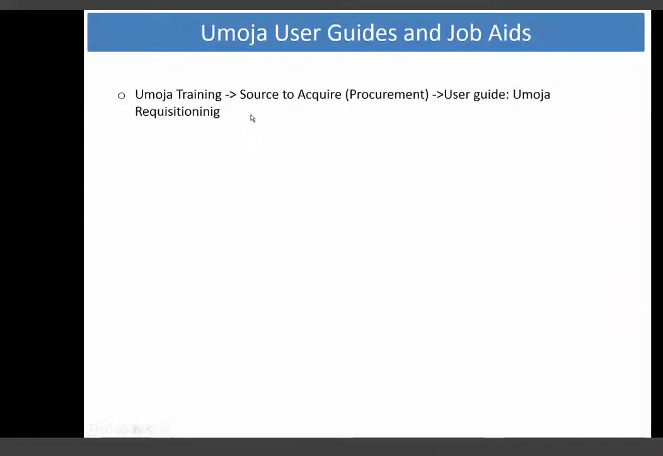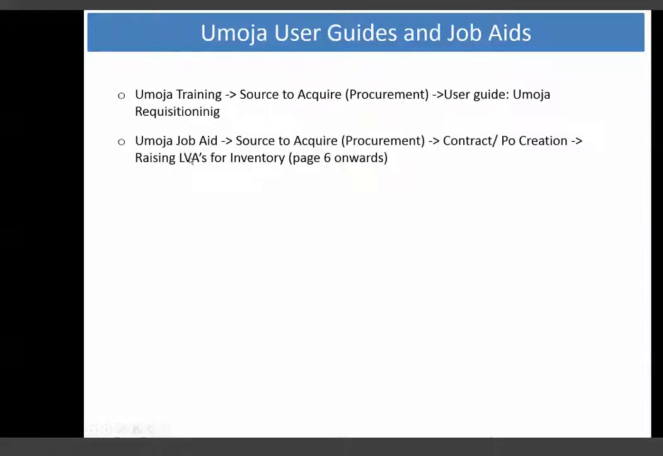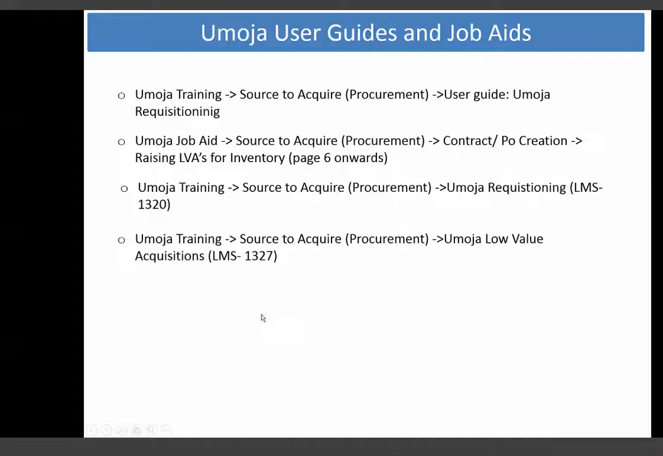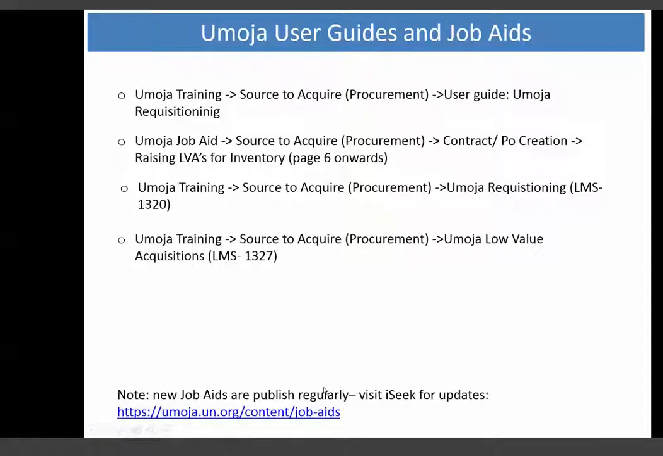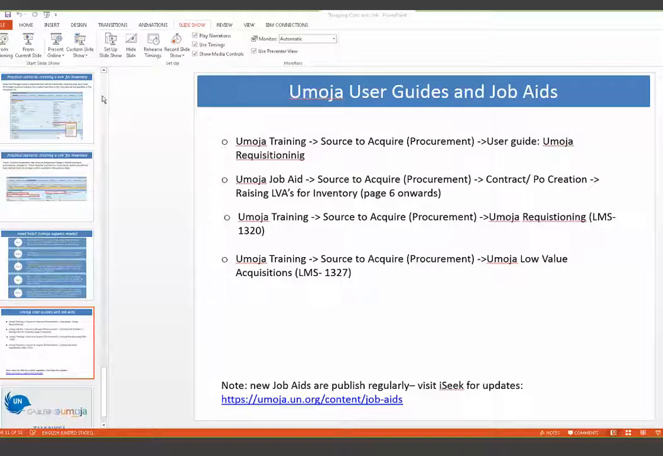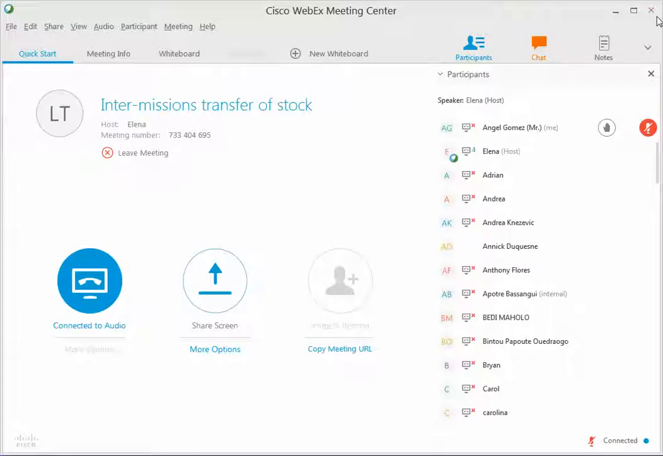I recommend you go into iSeek and read the user guide called Umoja Requisitioning, and also a job aid called Raising LVAs for Inventory from page 6 onwards. There are also LMS CBT courses that are recommended on requisitioning and low value acquisitions. Please also visit iSeek regularly for updates, as new job aids are published on a regular basis. Just to finish, for those of you who are not familiar with iSeek and where the resources are, I don't want to miss the opportunity to show it to you. It could be useful for you and for your colleagues.